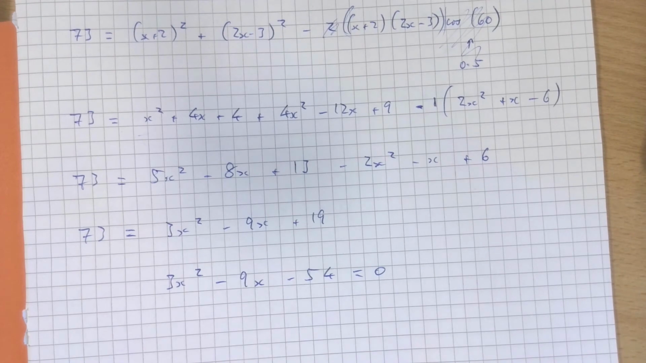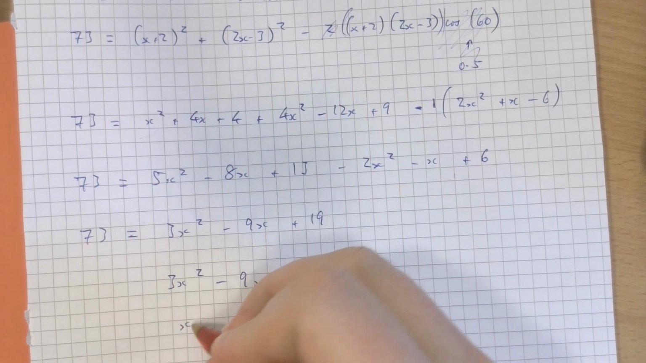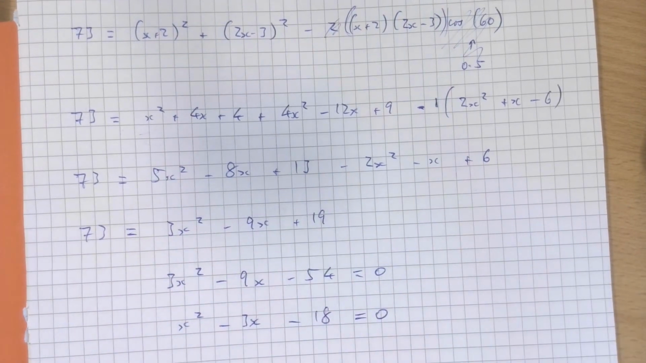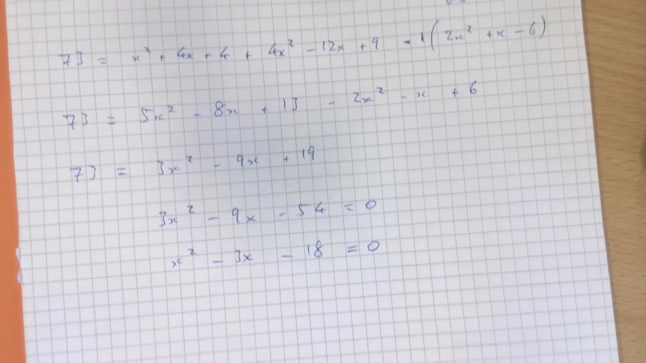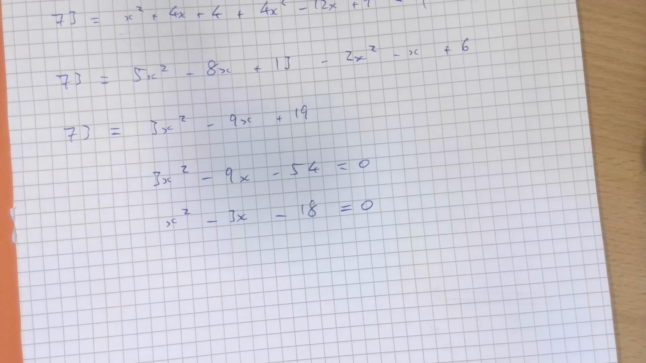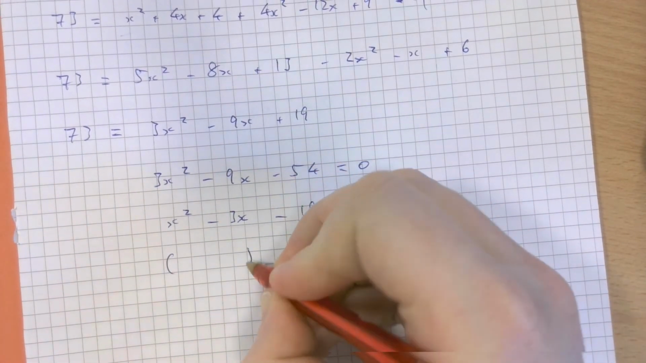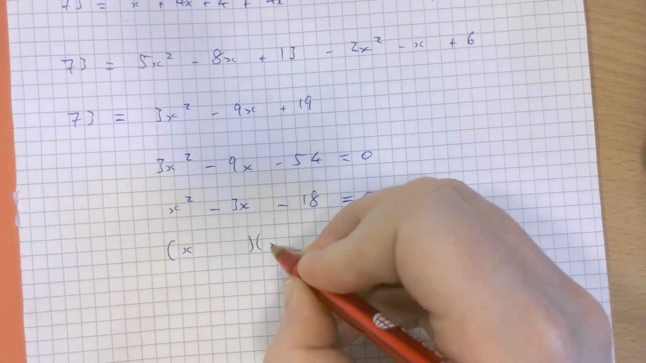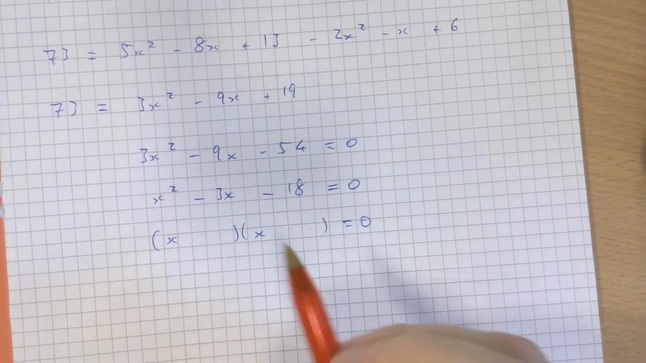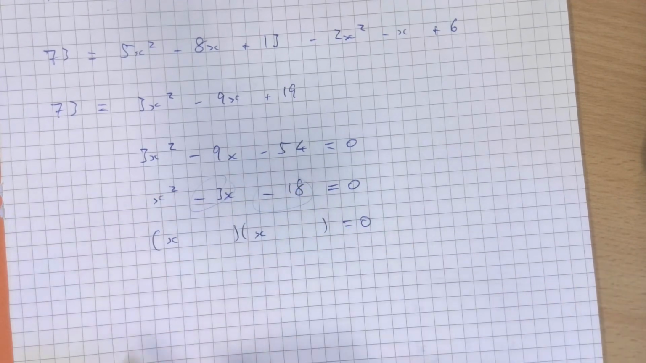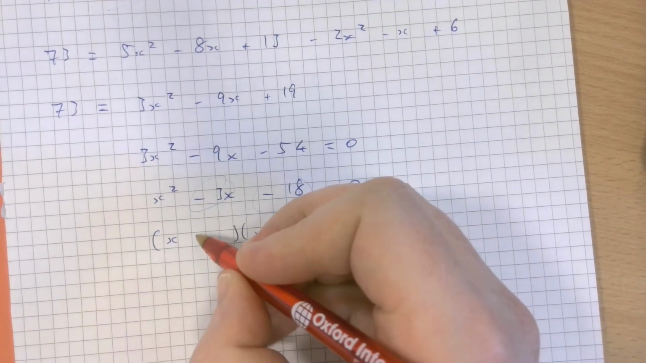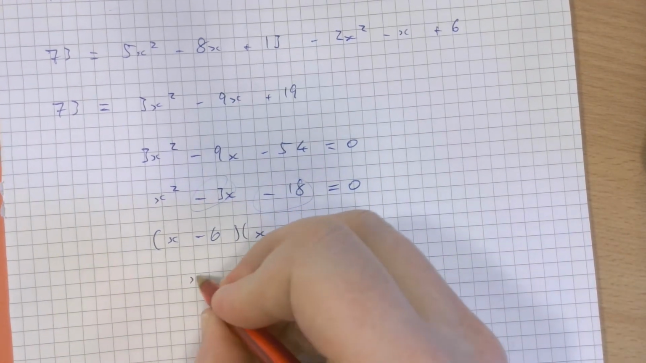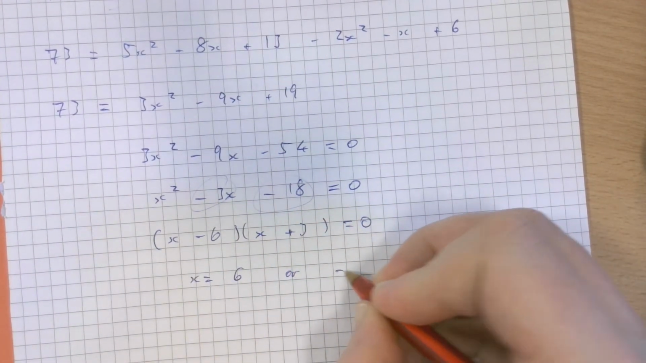I'm pretty sure all of these can be divided by 3. It makes x squared minus 3x minus 18 equals 0. Now, that having been simplified makes it easier to solve, and we should be able to see that it can be solved by factorization. What are the two numbers that add together to make negative 3 and multiply together to make negative 18? Minus 6 and positive 3. So the solutions for this quadratic are 6 or minus 3.